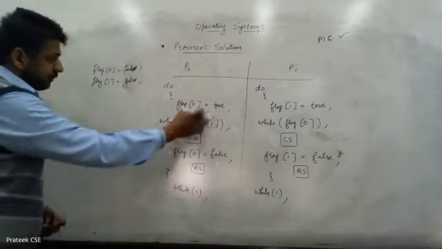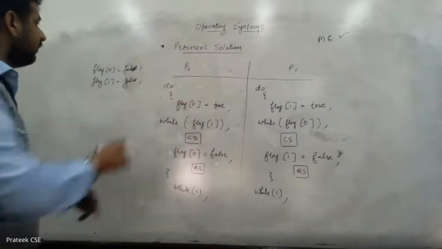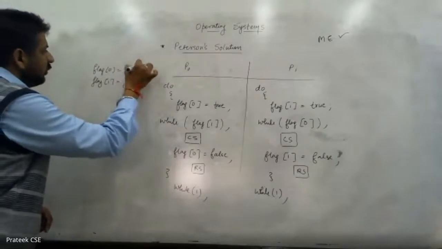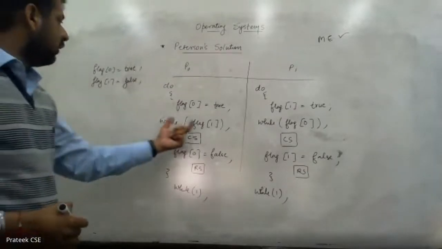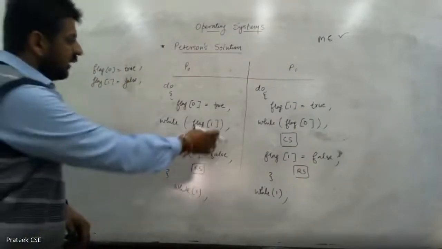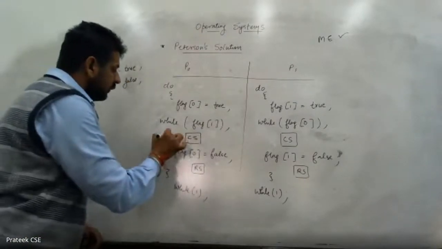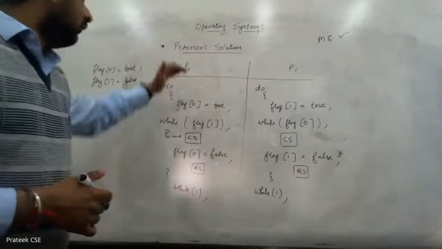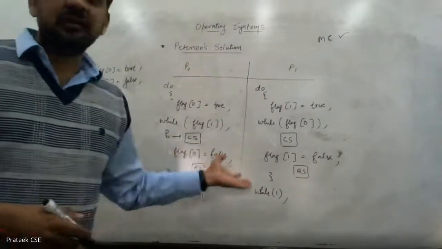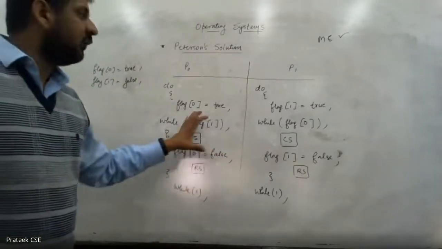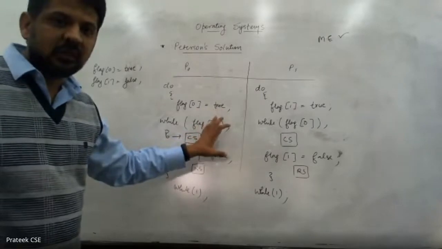Now again flag of 0 will be set to true if the second time the process P0 wants to enter the critical section, and now while flag of 1. So here you can see flag of 1 is false, so that means there will not be any problem for process P0 if it wants to enter the critical section again. So this problem which was there in the very first algorithm has been solved here.